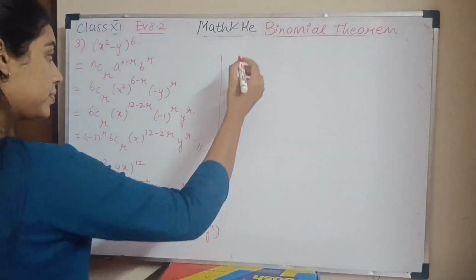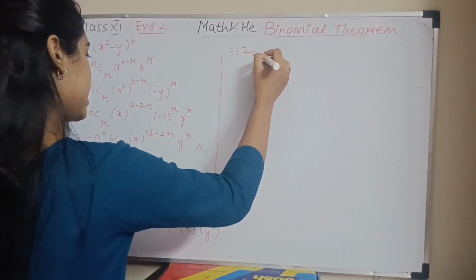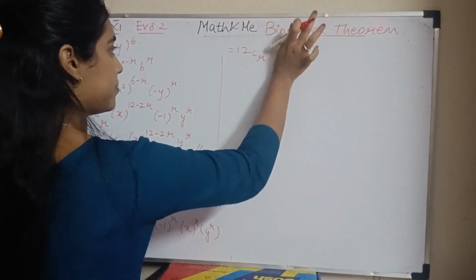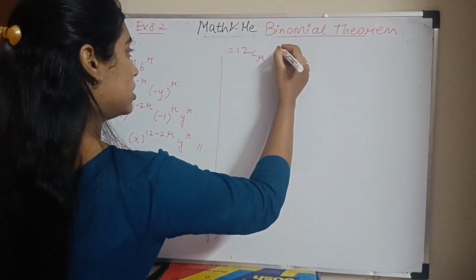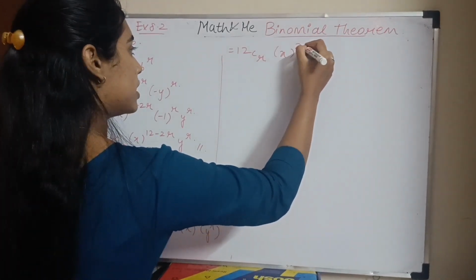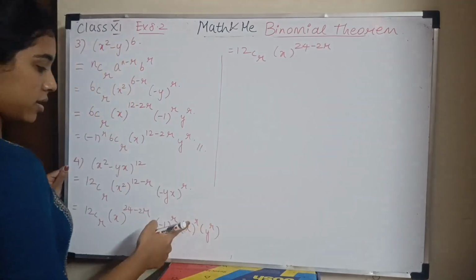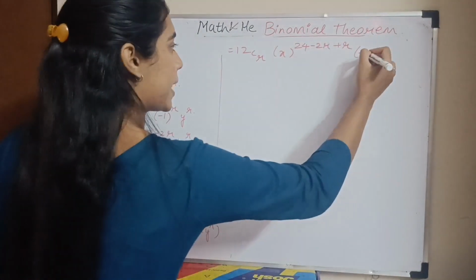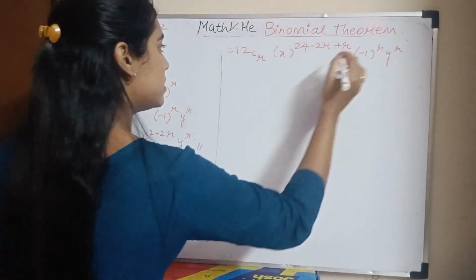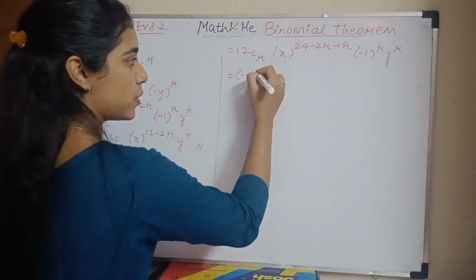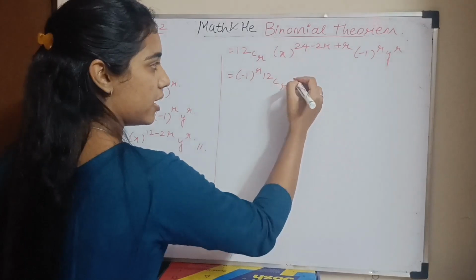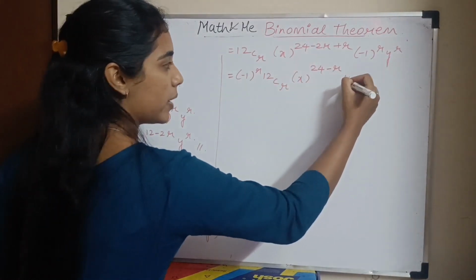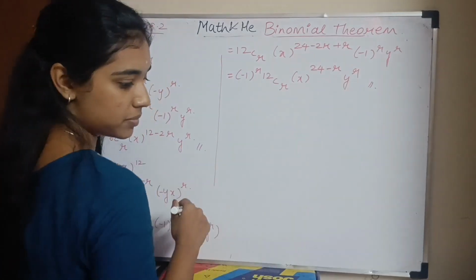Now I need to combine the x terms and the y terms. So I have 12Cr times x^(24−2r+r) times (−1)^r y^r. So I have (−1)^r, 12Cr, x^(24−r), y^r. That's your general term.